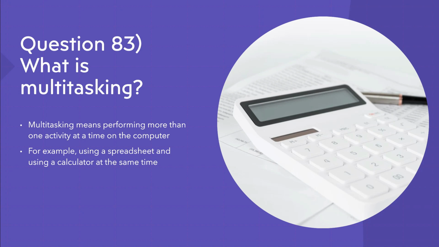Question 83. What is multitasking? Multitasking means performing more than one activity at a time on the computer. For example, using a spreadsheet and using a calculator at the same time.